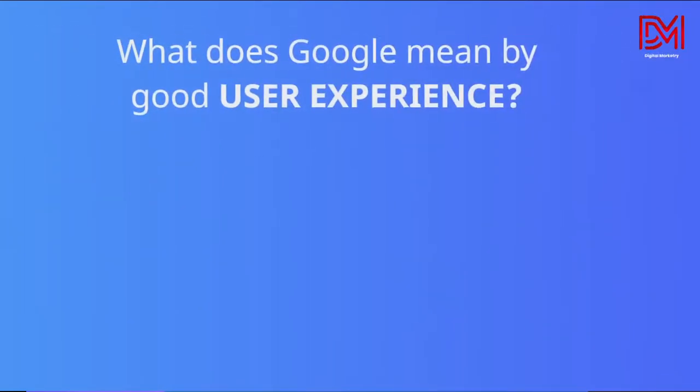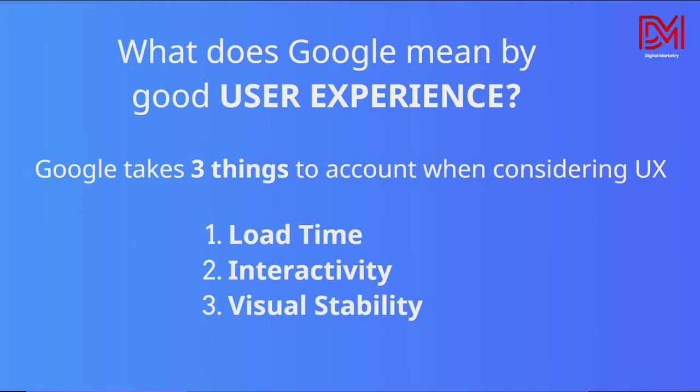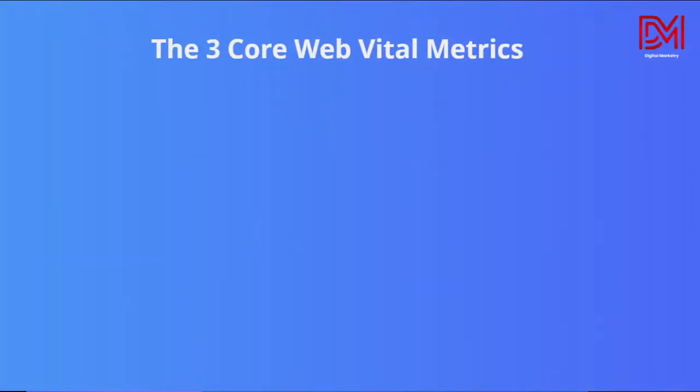What does Google mean by good user experience? Google takes three things into account when considering UX: load time, interactivity, and the visual stability. The three Core Web Vital metrics measure these user experience indicators.